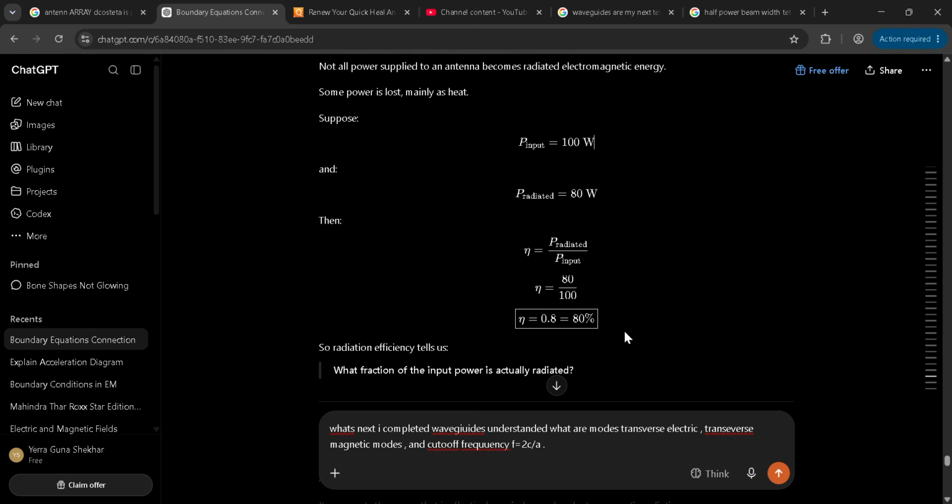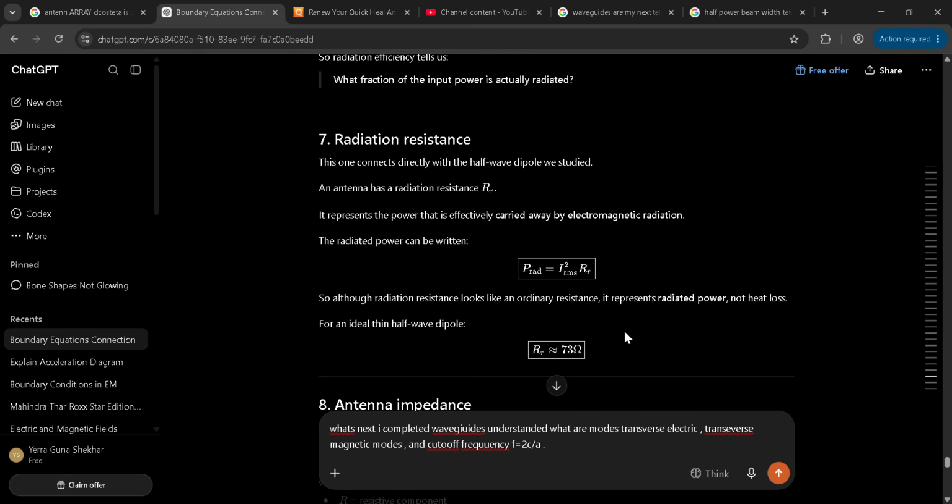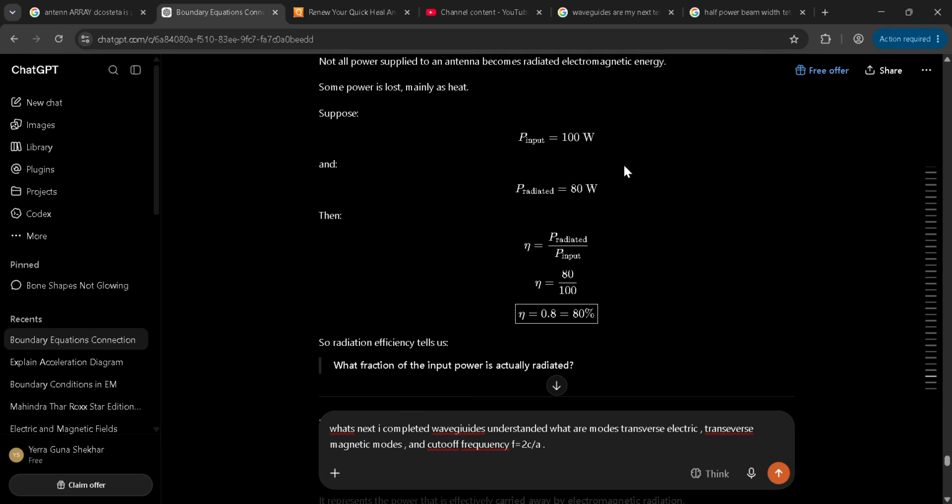Eta equals P radiated by P input. 0.8, or 80%, is the efficiency of the antenna. So radiation efficiency tells what fraction of input power is actually radiated. It doesn't tell the loss, it tells us the efficiency of the antenna.